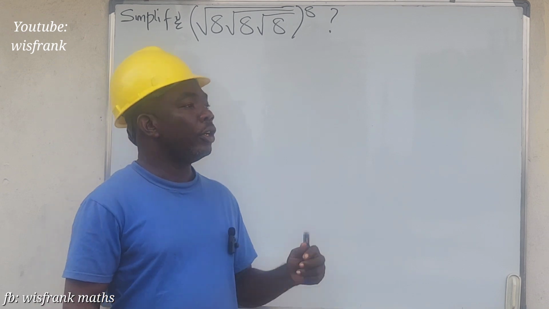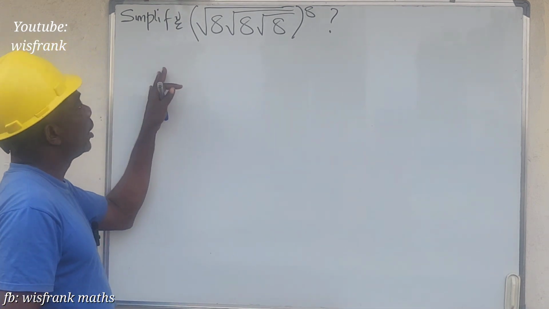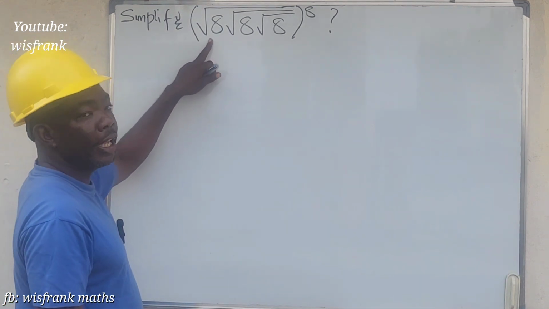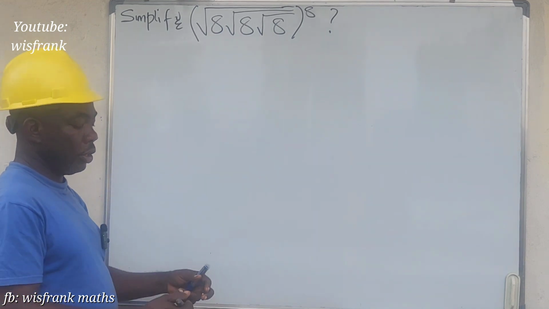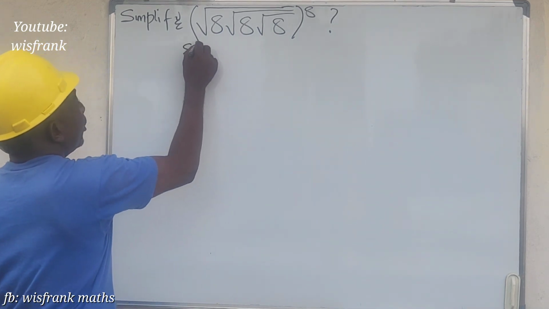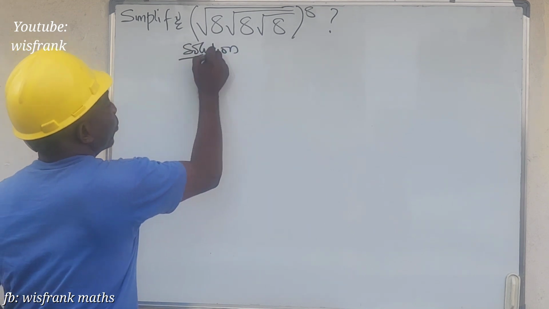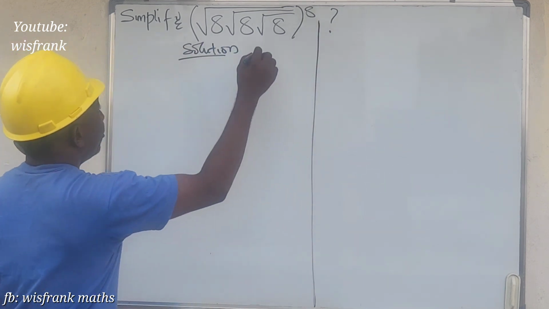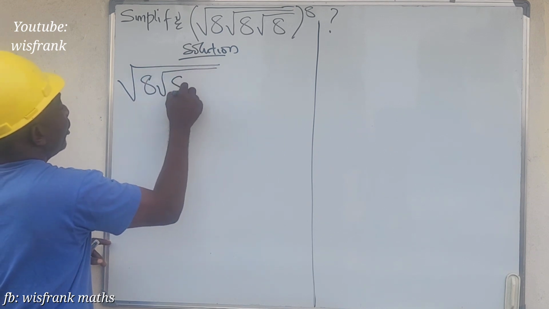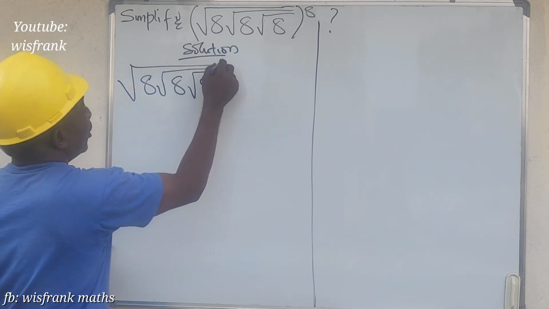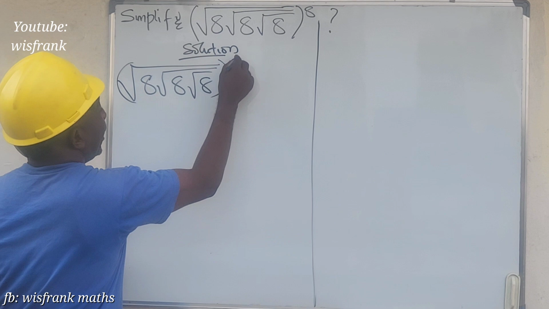Today, we are looking at this question, and it says, simplify the square root of 8 into the square root of 8 into the square root of 8, all to the power of 8. So, we are going to simplify that to have the solution of this question. From the question, we are given the square root of 8 into the square root of 8 into the square root of 8, all to the power of 8.